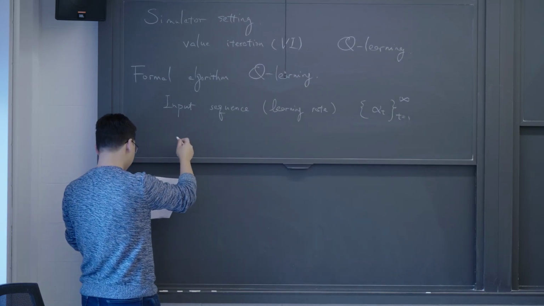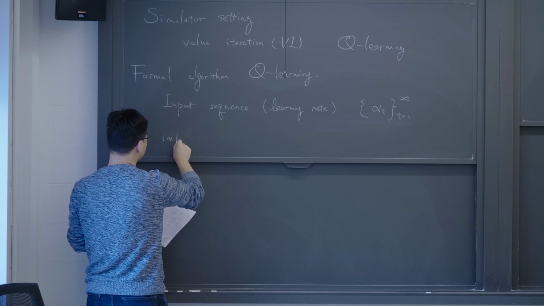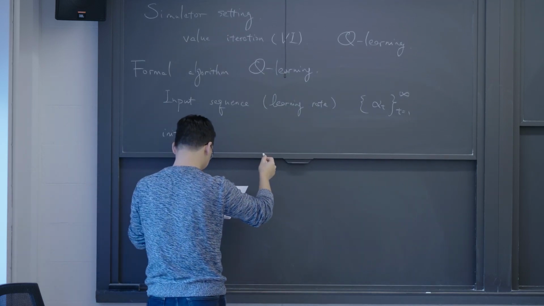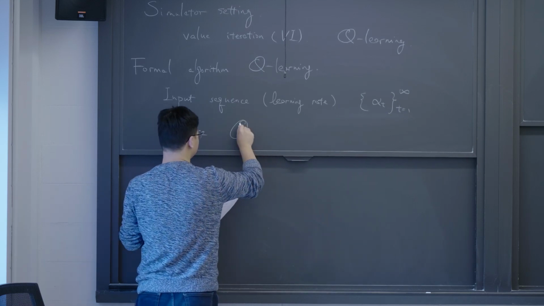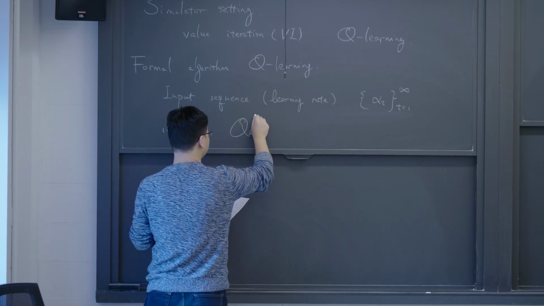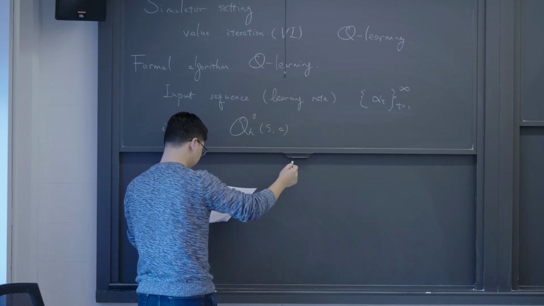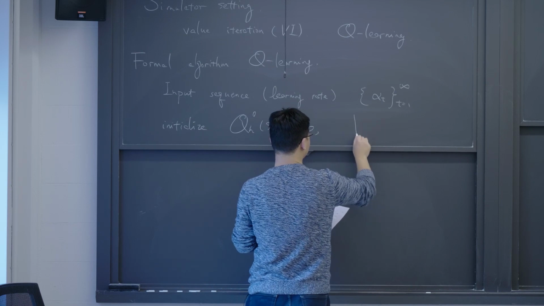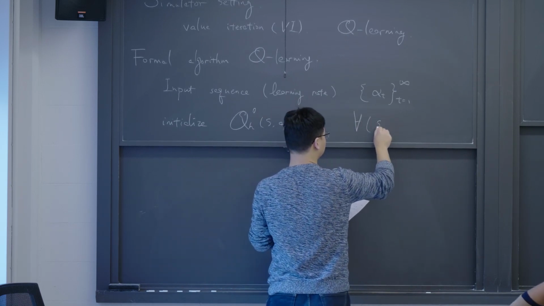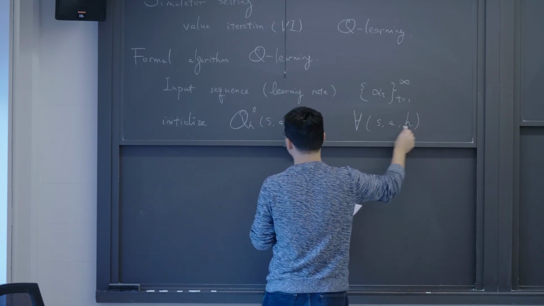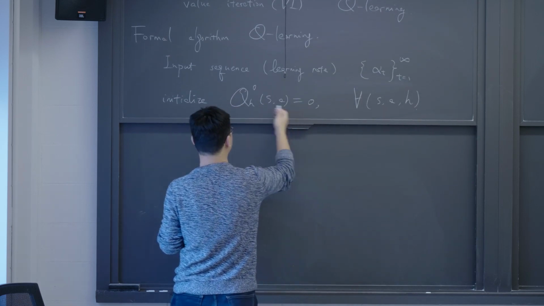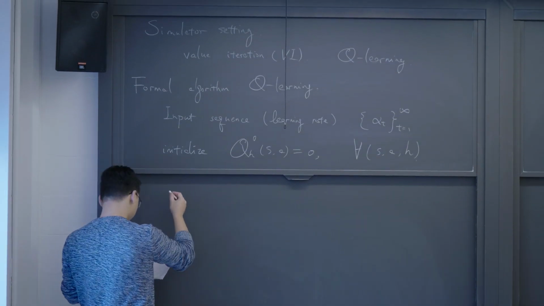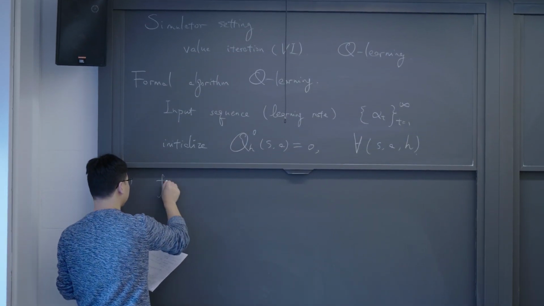In terms of the main algorithm, we first initialize Q_h^0(s,a). You can initialize it to be 0, or actually you can initialize it to be anything, for any s, a, h. That is, I will just initially assign some value to the Q value function. Then the Q-learning algorithm iteratively does the following.